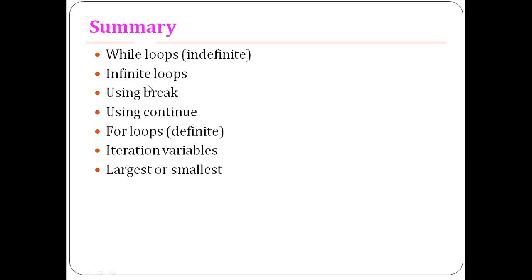And there is another looping construct called the for loop, which is also called the definite loop, right? And in the case of for loops, we are using iteration variables, which are basically used to hold the element of a given set. Also we have seen some examples to find the largest and the smallest element among the given set. That is what we did for the iterations.